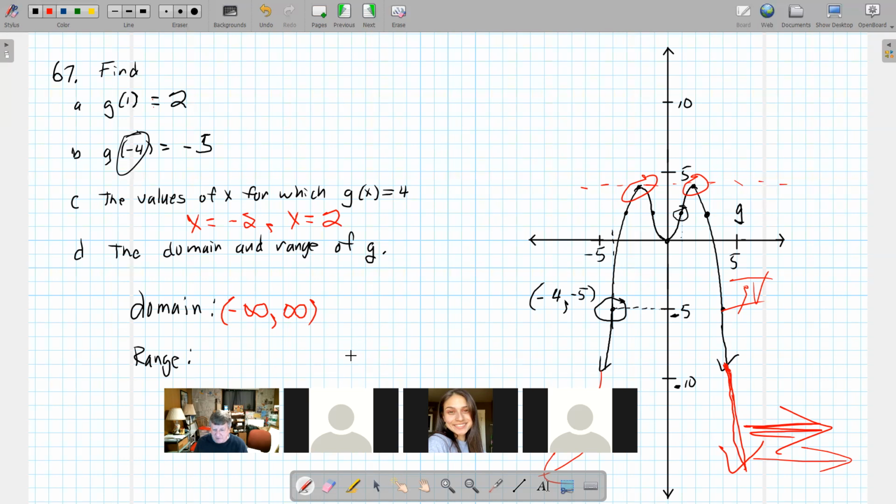What's the smallest y value? Negative infinity to positive 5. Almost. Look a little closer. It's not positive 5. Oh, positive 4, sorry. There you go. Good job. Because right here, that's the highest y value, as is that. So the highest y value is 4. The lowest y value is negative infinity.